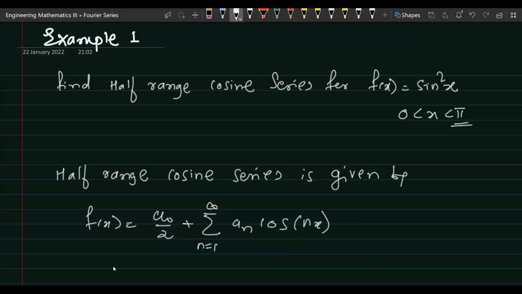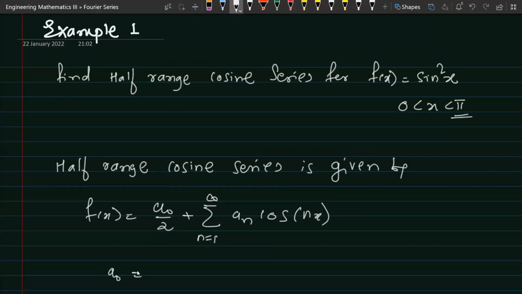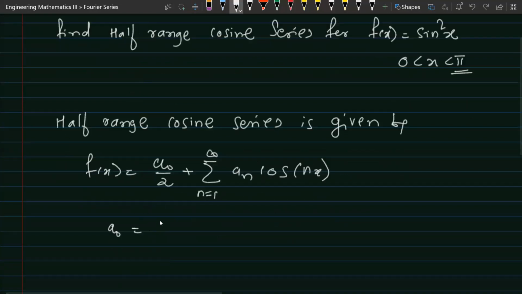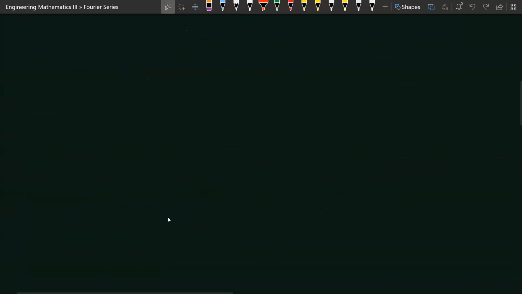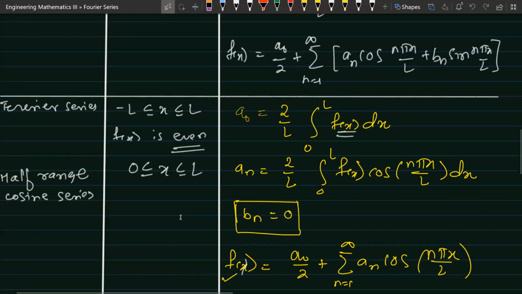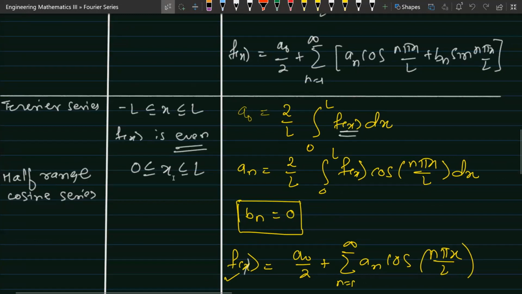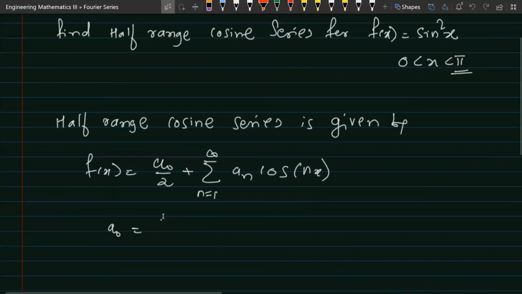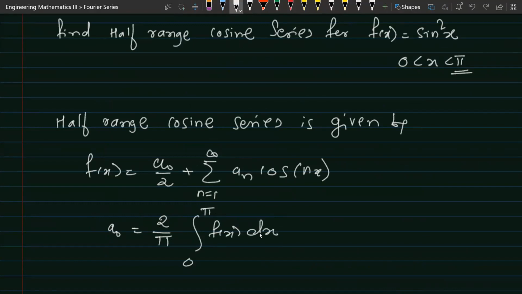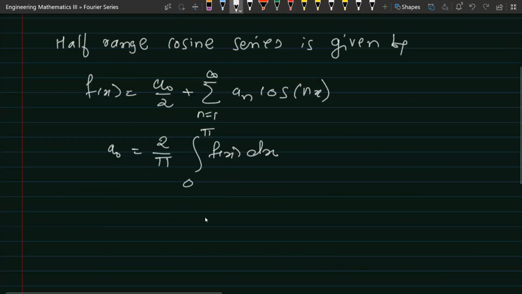a n cos n x. What is a naught? A naught is 2 upon L. See, for the half range Fourier cosine series, this is 2 upon L integral from 0 to L of f(x) dx. Instead of L, there is pi. So a naught is 2 upon pi, integration 0 to pi f(x) dx. Correct? Understood?